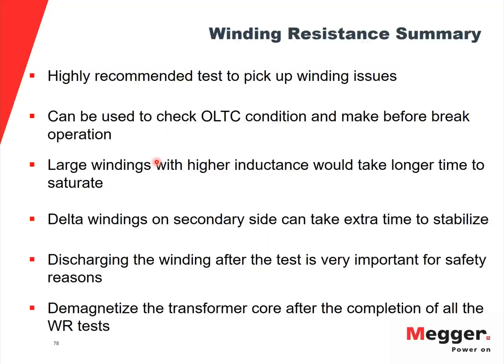So it's not uncommon for us to see 2 or 3 minutes of wait time on big transformers. Anytime you have a delta winding on the secondary side, it will take extra time to stabilize because of the delta winding configuration. Make sure that you discharge the specimen, discharge the energy stored in the inductor at the end of the test, so that way it's safe to take the leads off. And the last thing is that you should demagnetize the transformer once you have completed the winding resistance test, so that way there is no residual flux in the transformer.